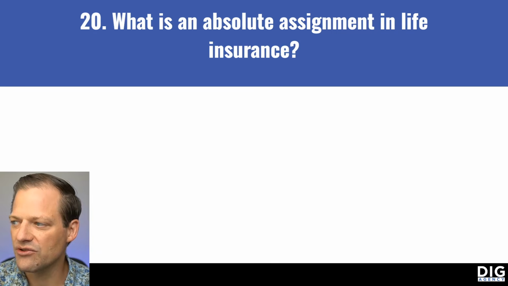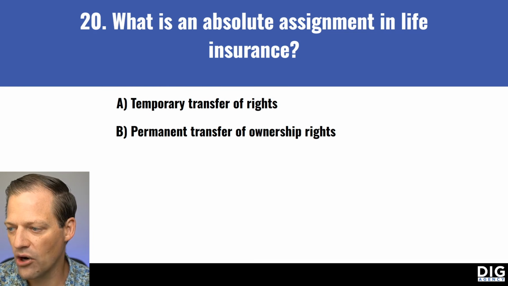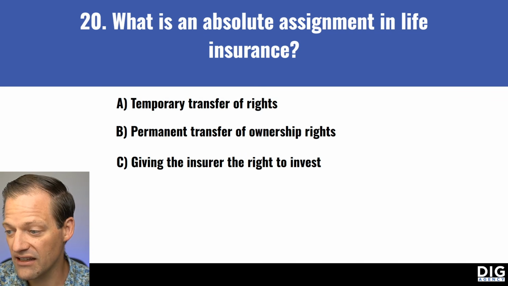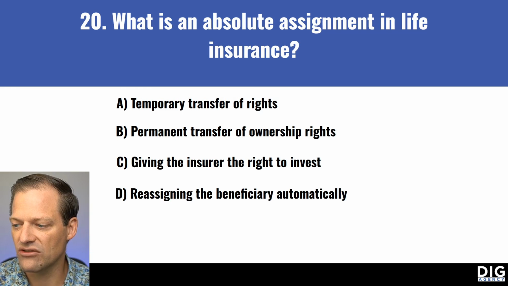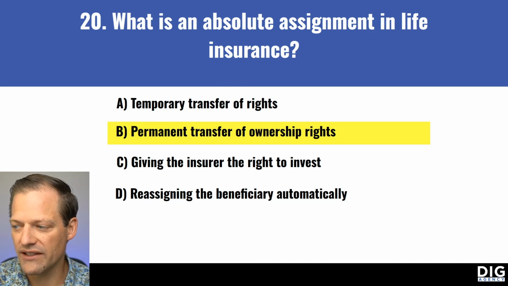Lastly, what is an absolute assignment in life insurance? A, temporary transfer of rights. B, permanent transfer of ownership rights. C, giving the insurer the right to invest. Or D, reassigning the beneficiary automatically. The answer is B, permanent transfer of ownership rights.